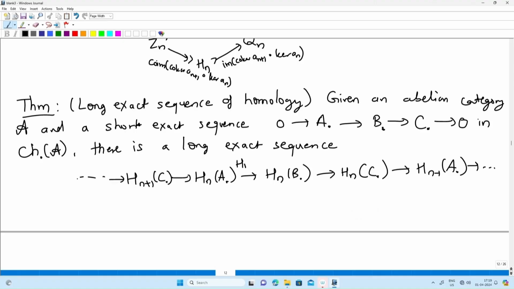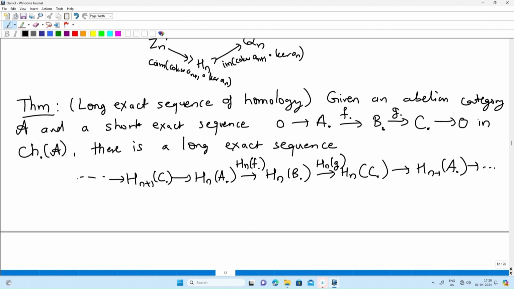Now possibly you can imagine that there will be a map from Hn A dot to Hn B dot. Let me name the maps F dot and G dot; then this is just going to be Hn of F dot, and this is going to be Hn of G dot. How do we obtain this map from Hn C dot to Hn minus 1 of A dot? Any guesses? It's the delta from Hn to Hn minus 1, the snake lemma.